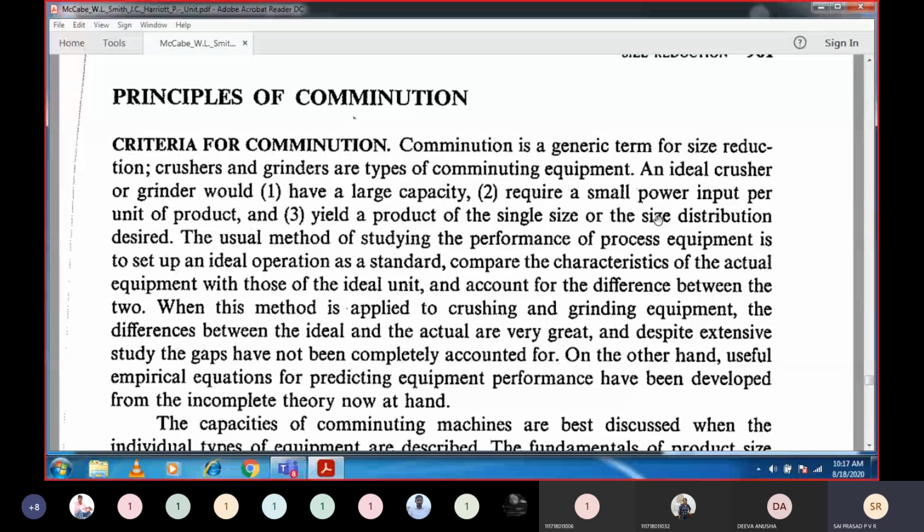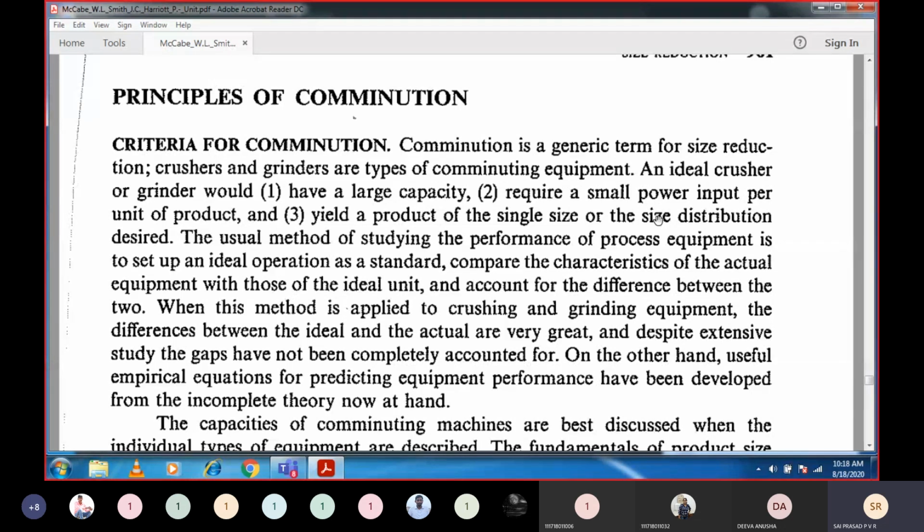Once again I will repeat. I have a feed of size 10 centimeters. After crushing is over, I want only 1 centimeter. If I get 1 millimeter particle, it is gone. I cannot make it 1 centimeter again. Loss. Suppose it is 5 centimeter, yes, it has gone through the system, consumed the power, but it could not attain the desired size. Hence an ideal crusher will crush 10 centimeter particles to all 1 centimeter particles only.